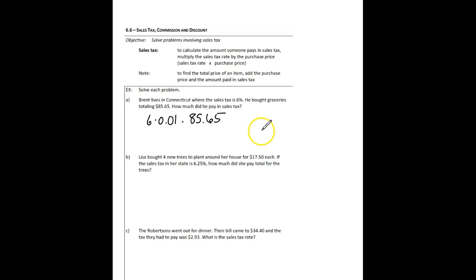And then what we get here is the amount of sales tax. So we get 5.139. Now remember that we're dealing with money here, and so we can't have 3 decimal places when it comes to money. So what do we have to do? Well, whenever they're taxing you, you can guarantee they're going to round it up. So we round this up to $5.14. So we can say Brent paid $5.14 in sales tax. Make sure you're answering the question that is being asked of you. How much do you pay in sales tax?